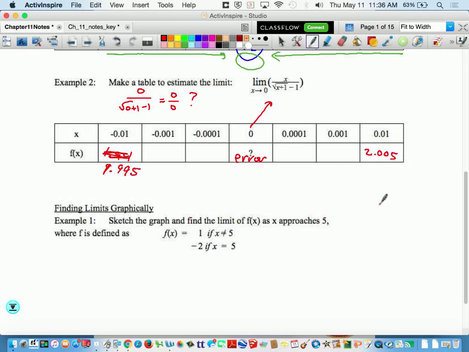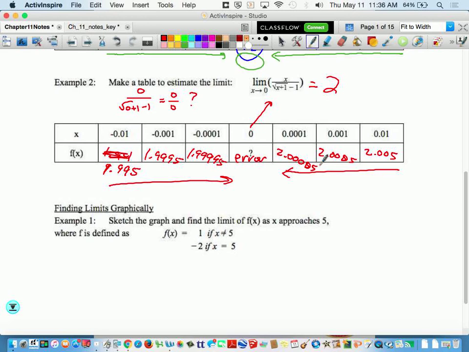I'm guessing right now you can already tell what's happening as you get closer and closer to here. What's the limit going to be? These numbers will be super close to 2. So I'm guessing this one's 1.995, and this one would be 1.9995. This one would be 2.005, and this one would be 2.0005.